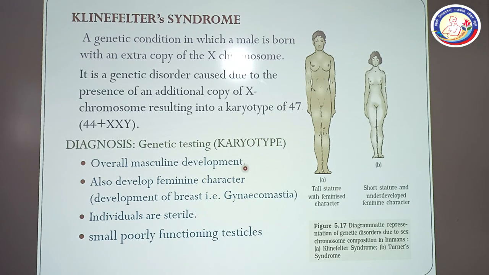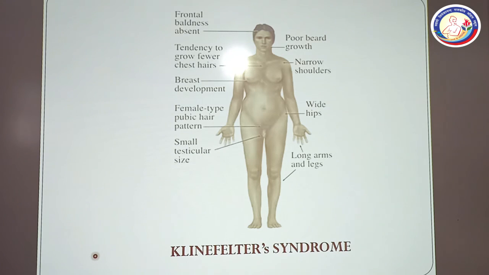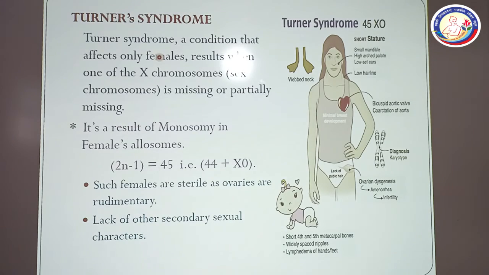Overall masculine development is seen, but they also develop feminine characters. You can see the development of breasts here. This is a feminine character. Individuals are sterile because of the additional copy of the X chromosome. Small, poorly functional testicles; the testicles will not work properly. Some more features of Klinefelter syndrome are given here.